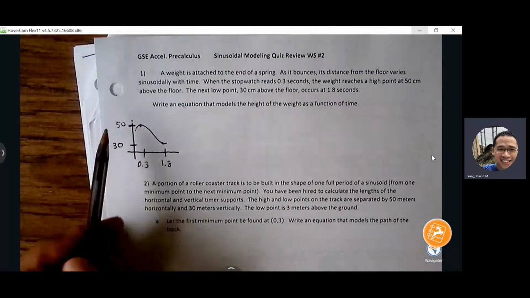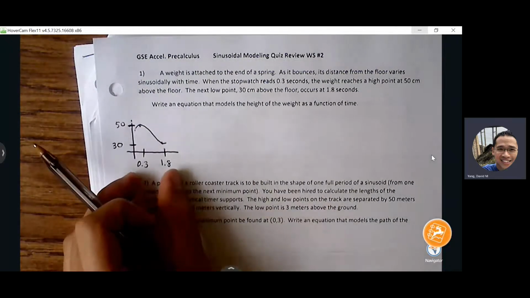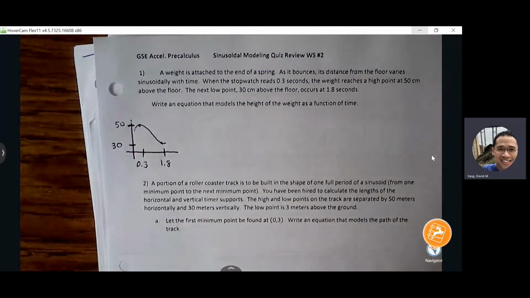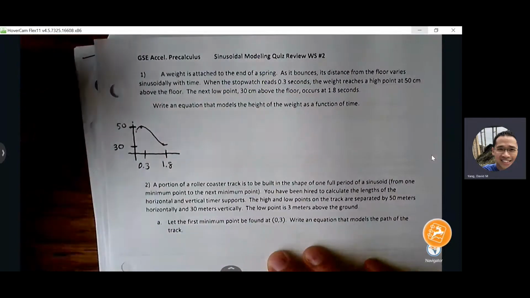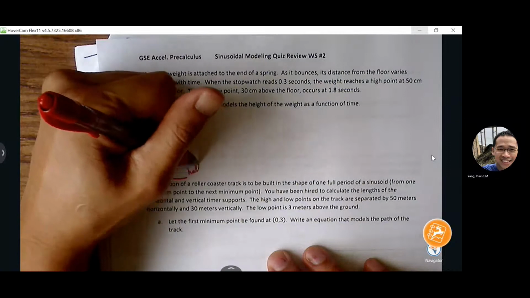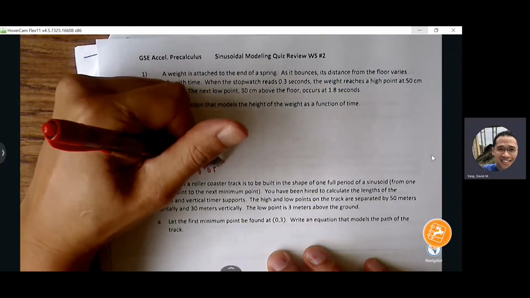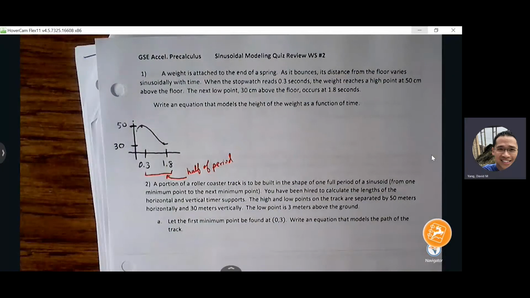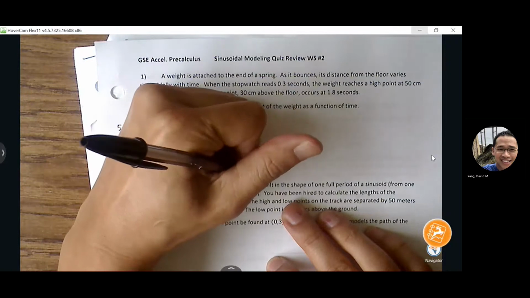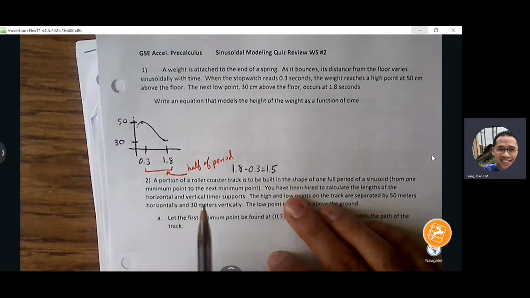Even though I don't know the rest of my graph, I know that the horizontal distance from my max to my min is always going to be half of my period. So I don't know exactly what's happening at 0, but I do know that this is going to help me find half my period. Are we okay with that? Okay, so we do 1.8 minus 0.3, we get 1.5. And since 1.5 is half the period, if I double it, 1.5 plus 1.5 must be equal to 3.